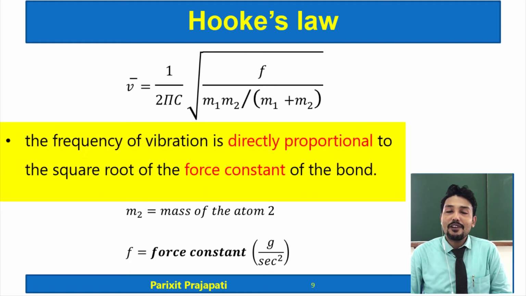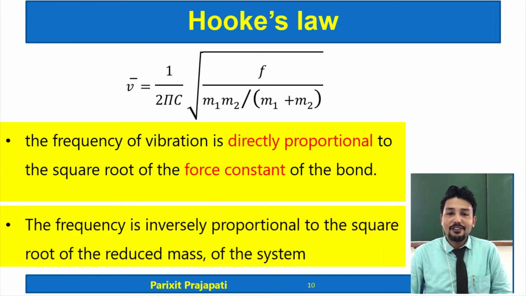The frequency of vibration is directly proportional to the square root of the force constant of the bond. From the equation, it is clear that the frequency or wave number nu bar is directly proportional to the square root of F. F is the force constant. That means the higher the force constant, the higher the frequency or the higher the wave number.